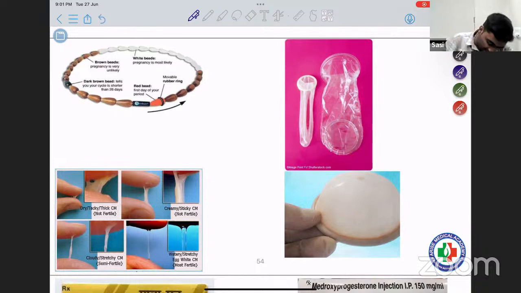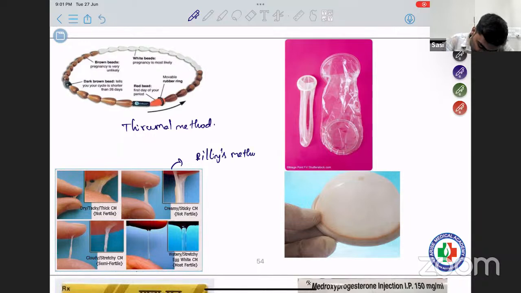Yeah, it is known as the Tirumala method. It is a type of natural contraception. And you can see this cervical mucus method, which is also known as the Billings method. And you can see these two contraceptives.